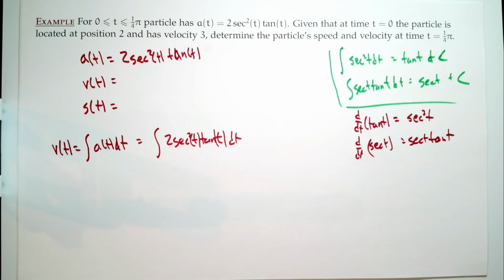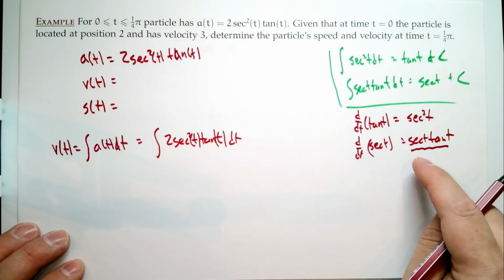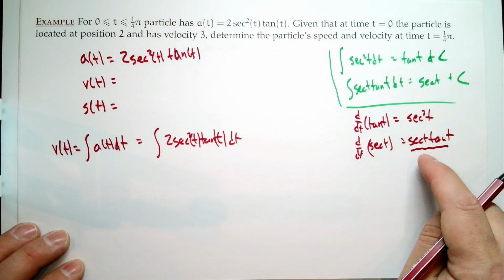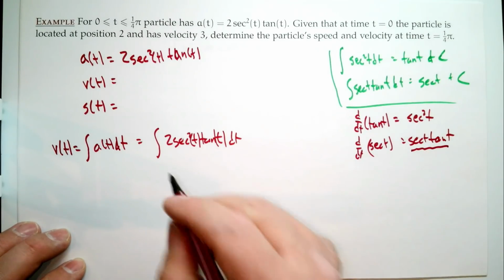Does anyone have a preferred choice? You know, it's okay. You don't have to have a preferred choice. I'll go with secant tangent. Okay, so what am I saying here? Well, what I'm saying here is that secant tangent's a good derivative.